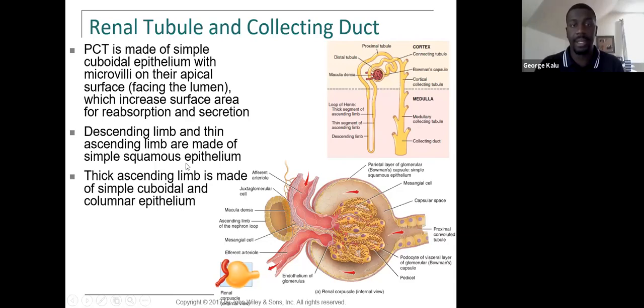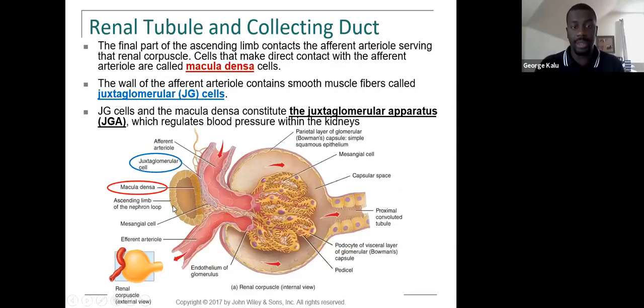And then when we look at the renal tubules, the part of the ascending limb of the loop of Henle, when it loops upward, makes contact with the afferent arteriole over here. The cells of the ascending limb that make contact with the afferent arteriole are called the macula densa cells. So these are part of the ascending limb of the loop of Henle. These are the macula densa.